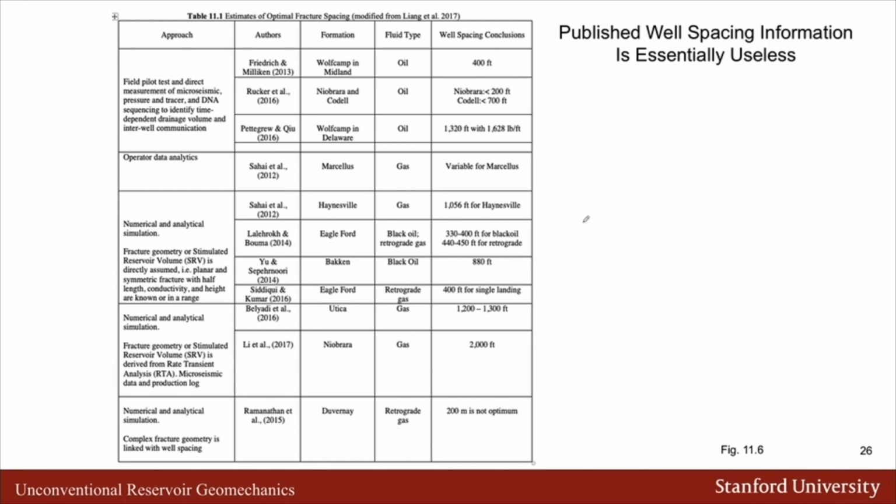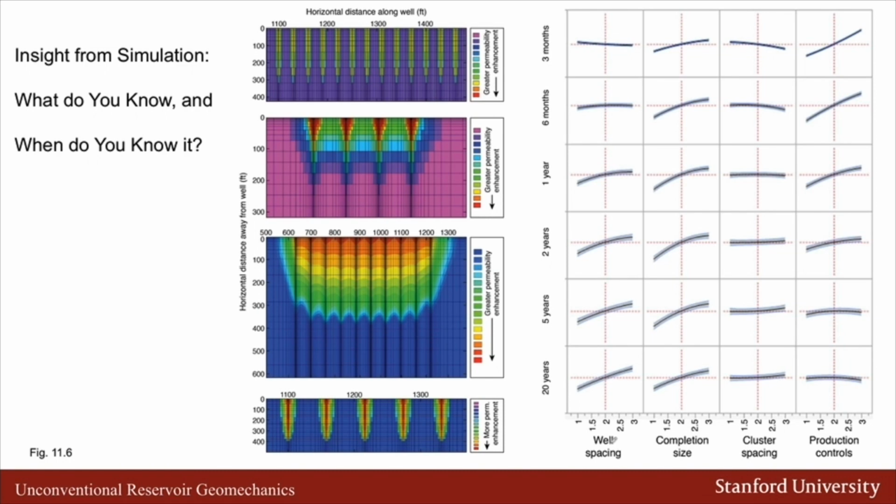And I would argue that when we actually look at published data, in Table 11.1 we summarized what we knew had been published. And frankly, these numbers are all over the map. I actually don't think these published values are of very much use. But I would argue that insight from simulation can be very important, in particular for well spacing, but also for the separation between perforation clusters and so on.